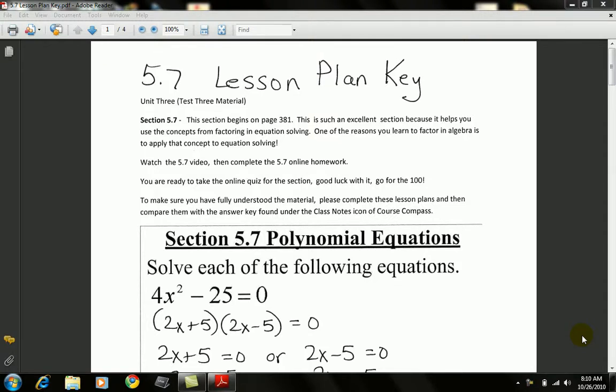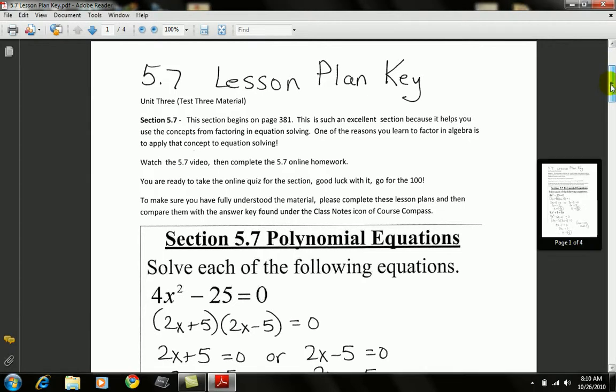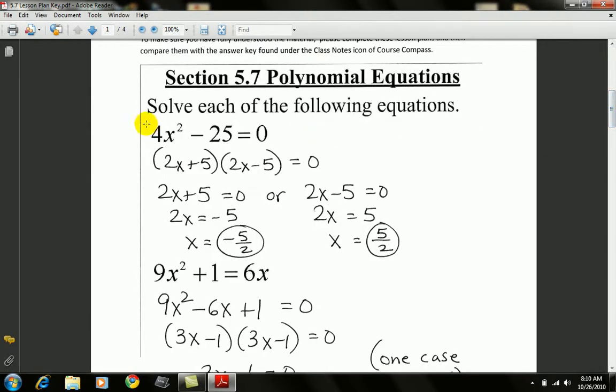Okay, ladies and gentlemen, we're looking at section 5.7. Where I have my cursor right now is not an expression, but rather an equation. And a very important difference to know is even though we're going to be using the concept of factoring to help us solve this equation, don't just stop after you factor. A lot of students say, oh look, 4x squared minus 25 is 2x plus 5 times 2x minus 5, and they stop there. Solve means give me an answer for x or for whatever the variable is.